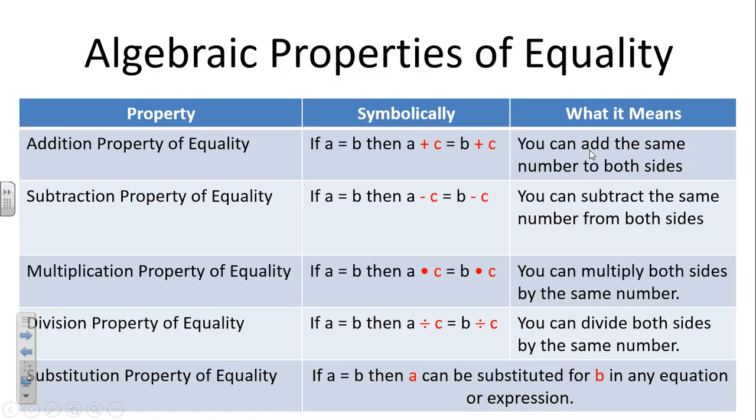So addition property of equality says that if we have two variables or two numbers that equal each other, a equals b, then that means that we can add the same number to both sides without impacting or changing our equation. Okay? We don't make it untrue, make it false. So we can add the same number to both sides. A plus c equals b plus c. And what that means in words is you can add the same number to both sides, and that's legal.